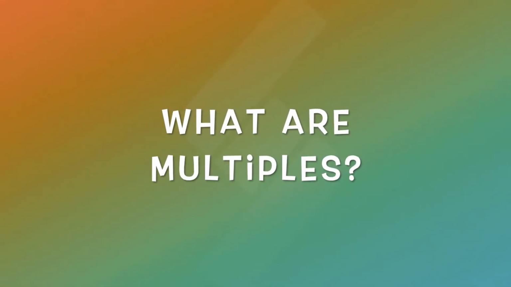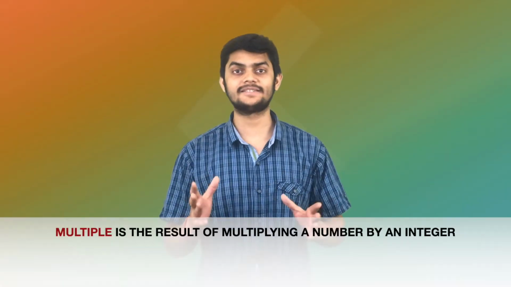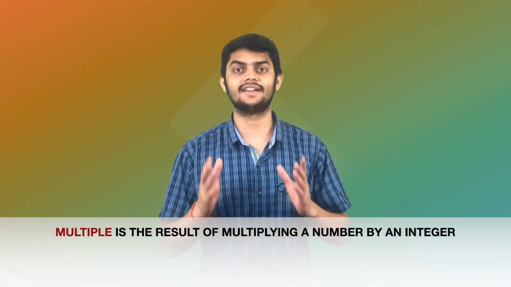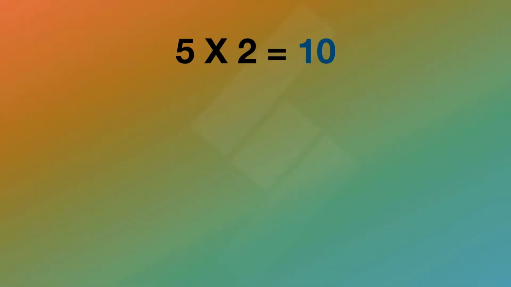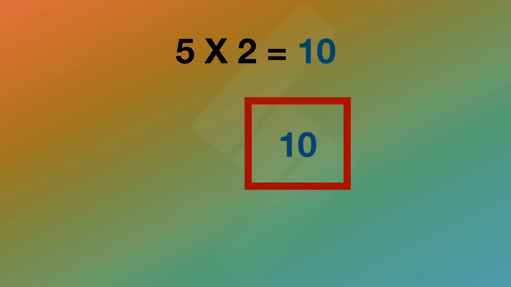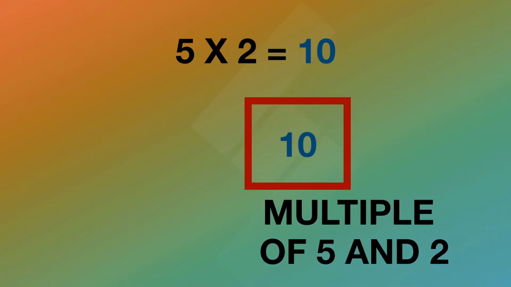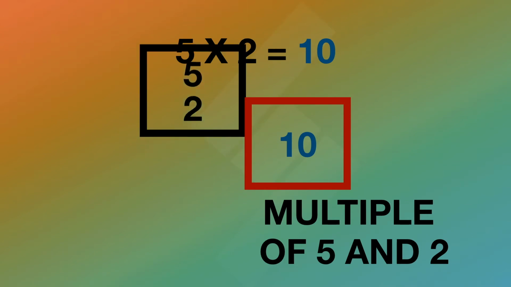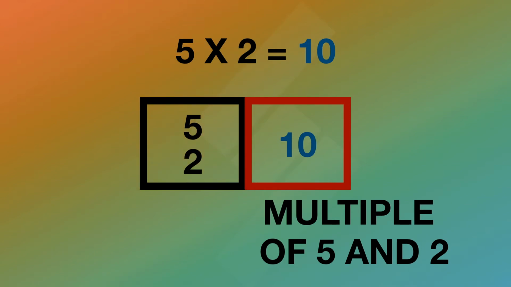What are multiples? A multiple is the result of multiplying a number by an integer. For example, 5 into 2 is equal to 10. So, 10 is a multiple of both 5 and 2. Also, the numbers 5 and 2 will be the factors of 10.